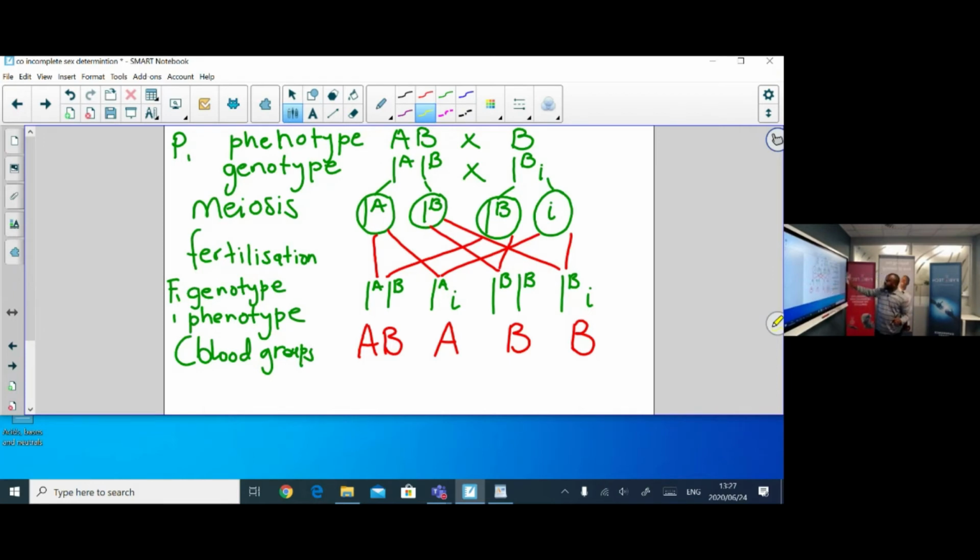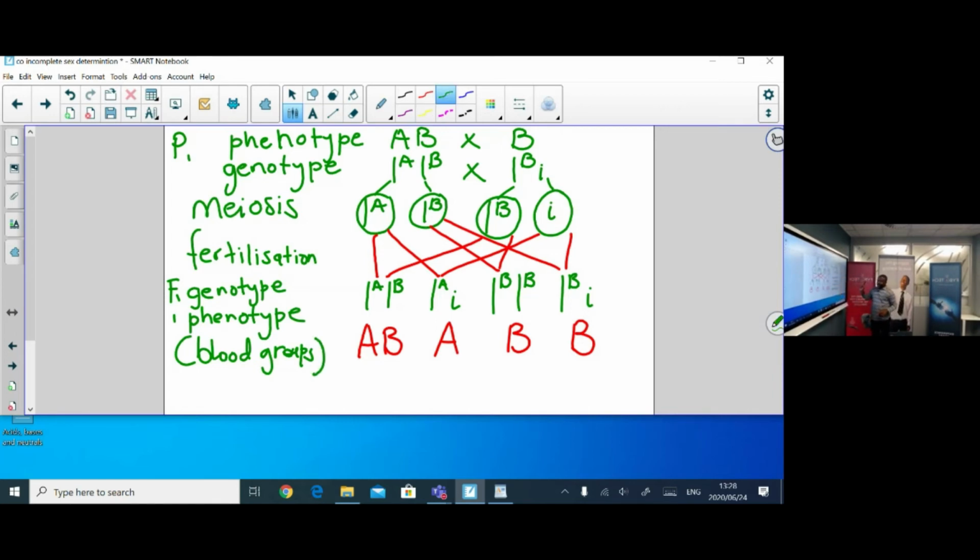It doesn't mean that this is a girl, this is a boy, this is a boy. These are the chances that their offspring could be AB, could be A, could be B, and could be B. So if you look at our outcome, the chance of AB blood group is 1 out of 4. Of getting A, it's 1 out of 4 chances. For B, it's half. Good. So that's the outcome.